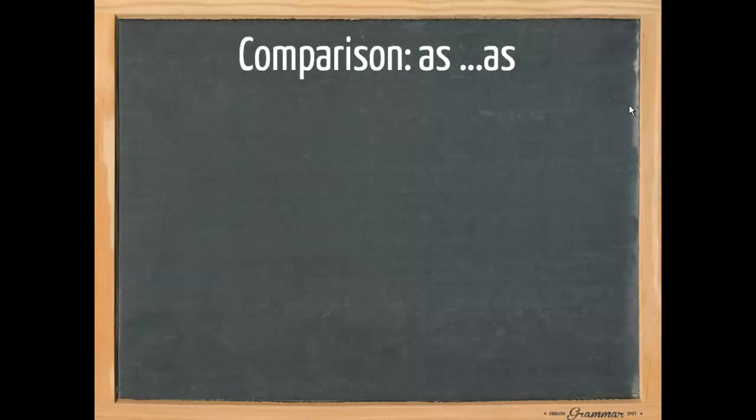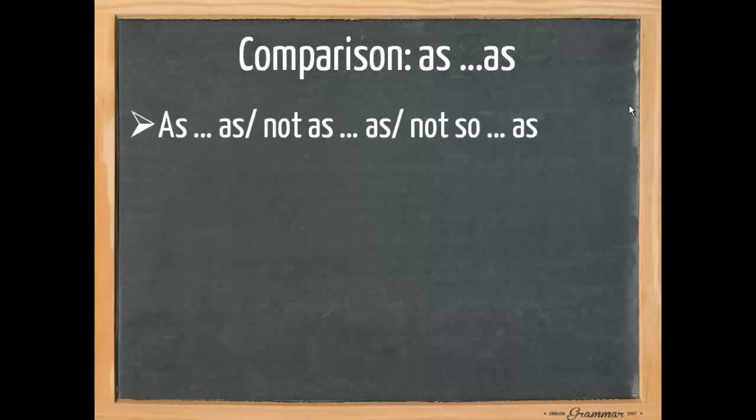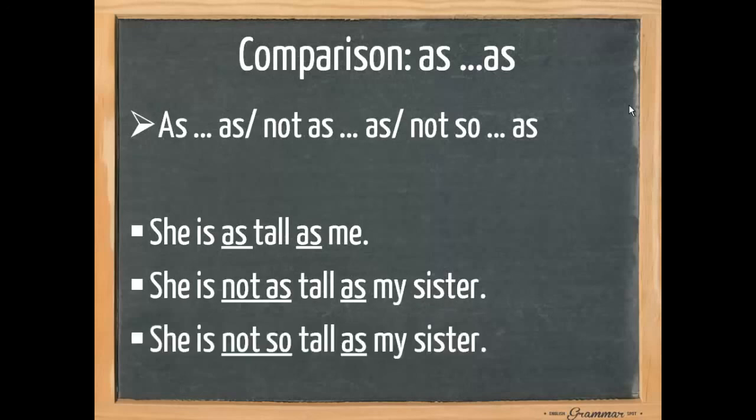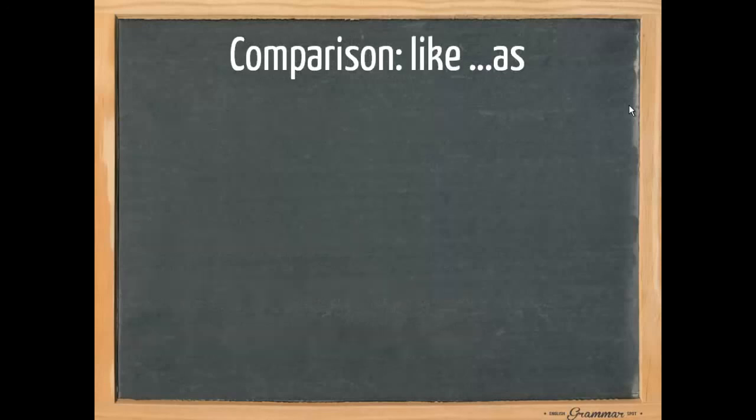Now let's have a look at the construction that we call as. Here again, we are comparing two things. So this goes for as, as, or not as, as, or not so, as. She's as tall as me, so we both have the same height. She's not as tall as my sister. Now you can use not as, but we can also use not so as. There's no difference there. So she's not so tall as my sister.